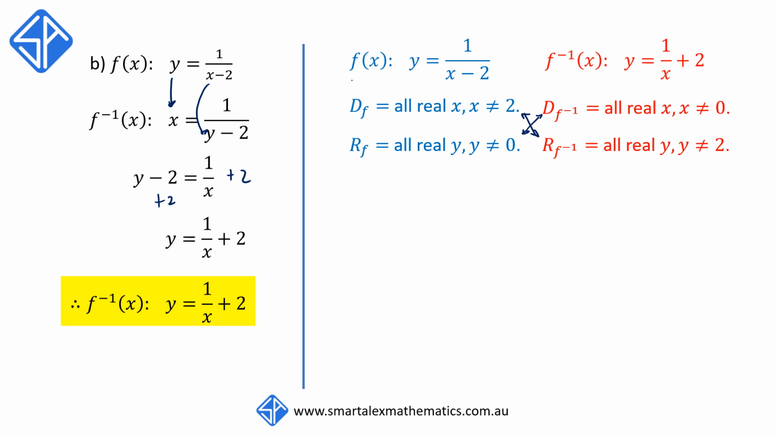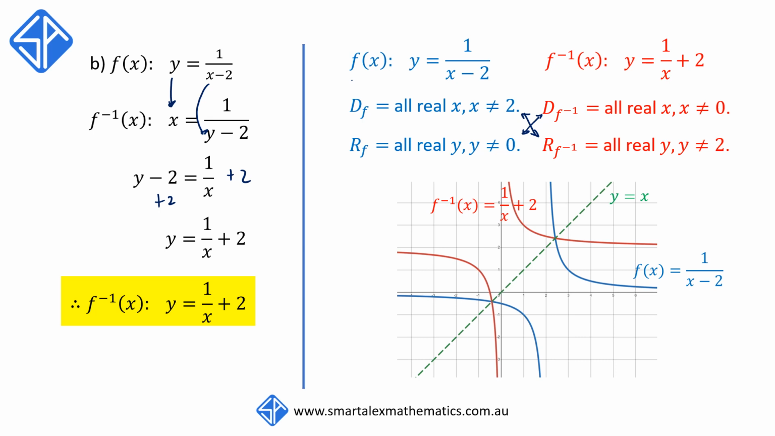And here are the graphs of our function f of x and the inverse function f to the -1 of x. And we see once again that the two functions are symmetrical about the line y is equal to x.